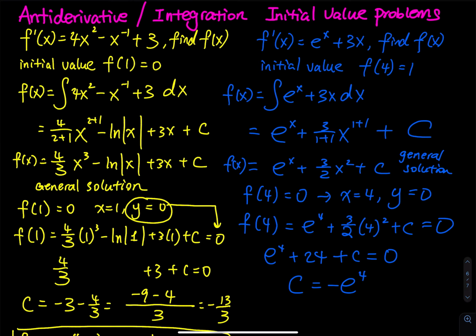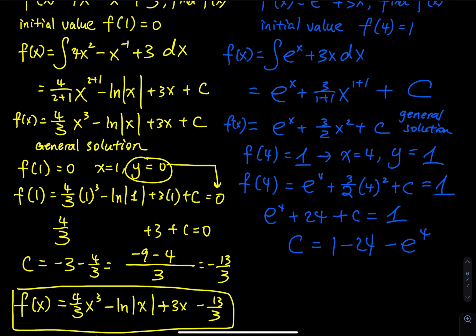Oh, you know what? I was wrong the whole time. e to the 0 is equal to 1, sorry. You probably already figured out the mistake. So this is equal to 1, this is equal to 1. So we have 1 minus 24, and then minus e to the 4th. So that will be negative 23, right? So c equals negative 23 minus e to the 4th. That is your constant value for this specific initial value.